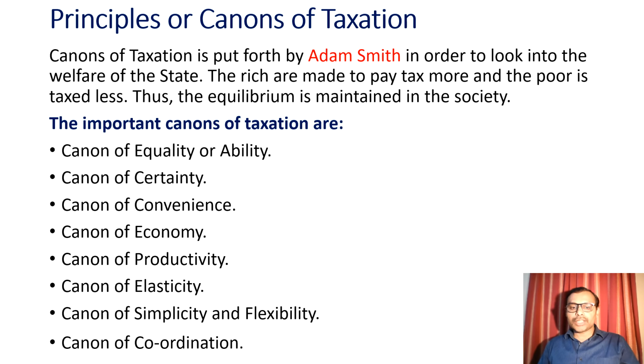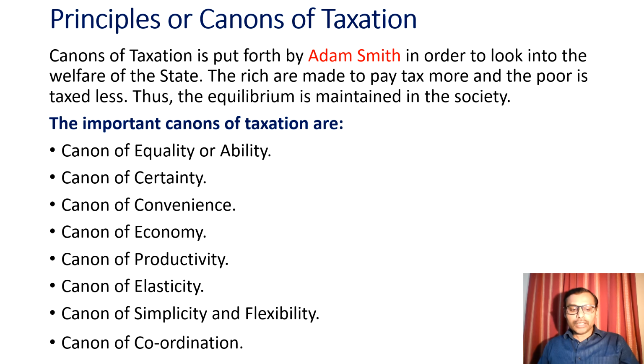Next is the canon of elasticity. Coming to the canon of elasticity, the tax system should allow the government to increase revenue easily when needed, like during a war or disaster. So when it is needed, the government should be able to elastically collect the tax. For example, increasing the excise duty on petrol and diesel during a crisis period. Every government will do that based on their requirement.